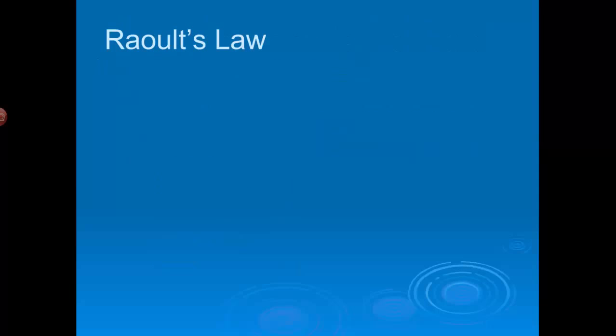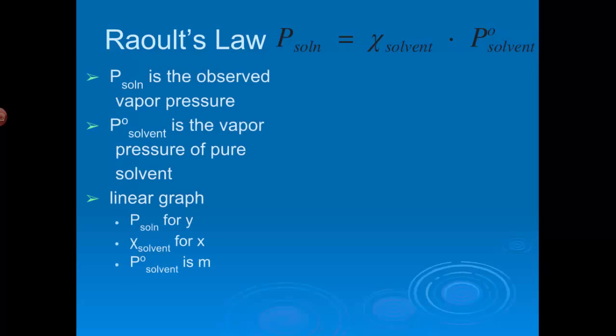This is governed by something called Raoult's law. Raoult's law is this: the vapor pressure of a solution is equal to the mole fraction of the solvent times the pure vapor pressure of the solvent. The mole fraction, we already know how to calculate that, and P solution is usually what we're finding, and P° solvent is going to be given to you. It's the vapor pressure of the solvent at a particular temperature.